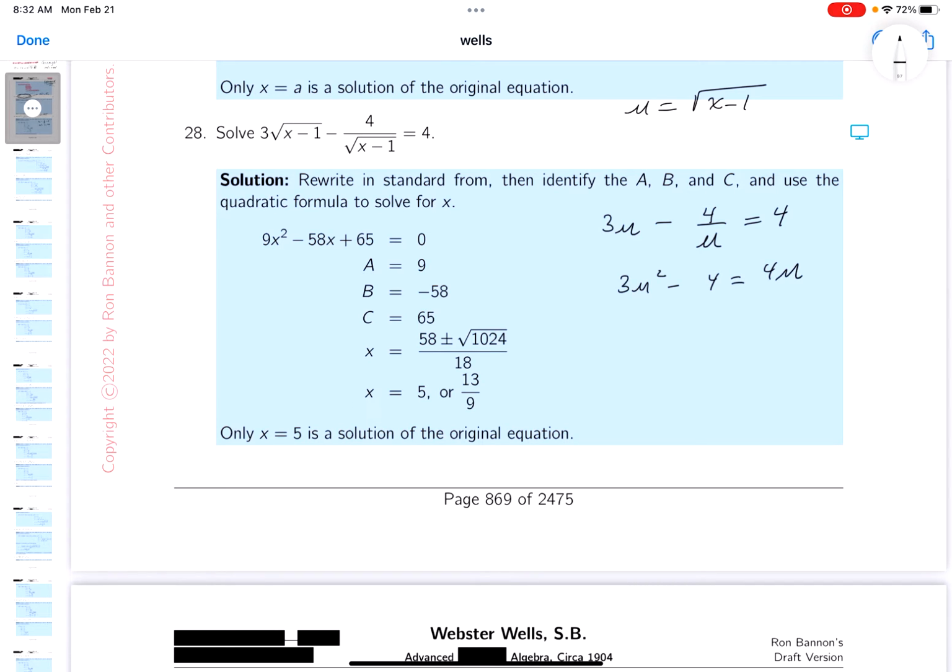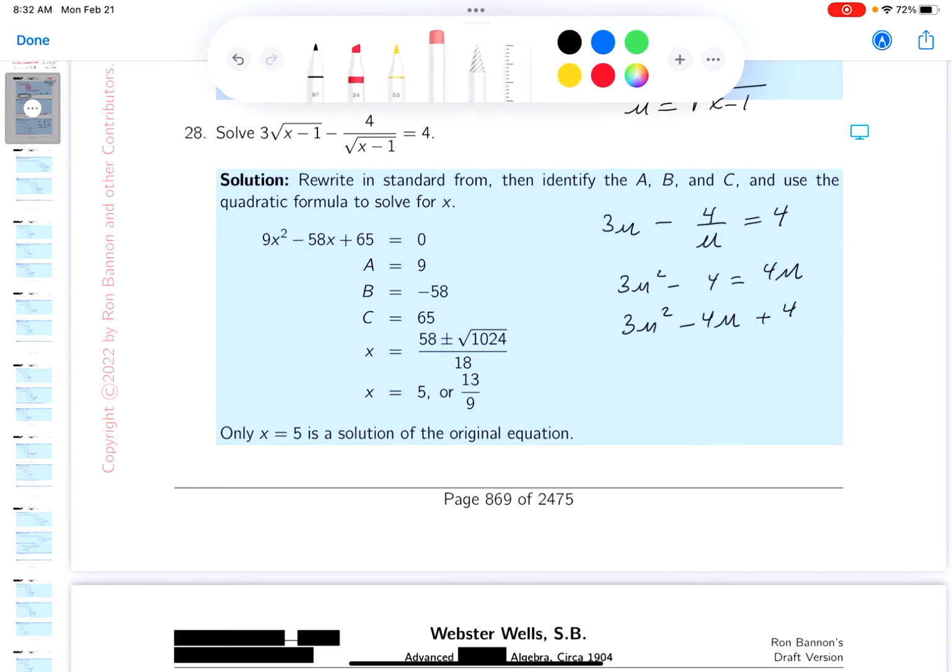And then I'm going to do this over here. So 3u squared minus 4u plus 4. I'm sorry, I misspoke there. I got to back up. Minus 4 is equal to 0. Right, let's see how I did in that. So 3u minus 4 over u equals 4. Multiply both sides by u. 3u squared minus 4 equals 4u. Subtract 4u from both sides, and I get this over here.